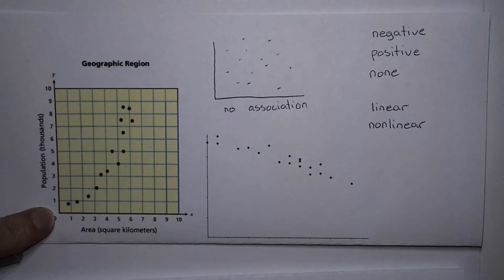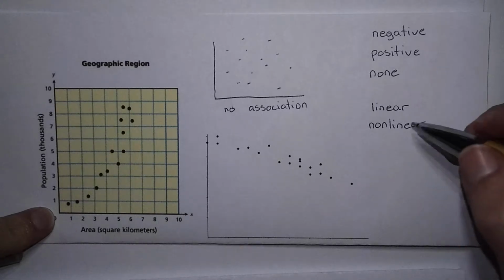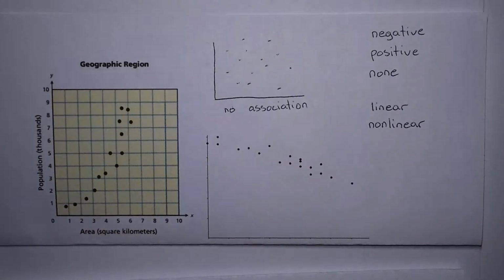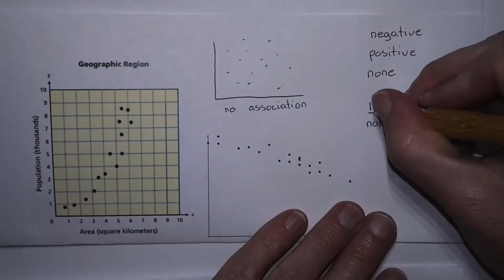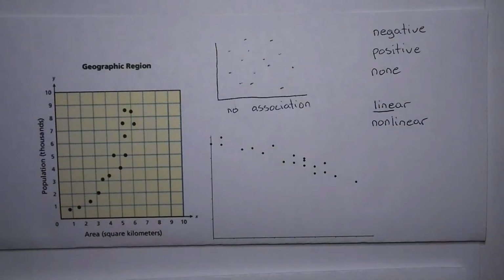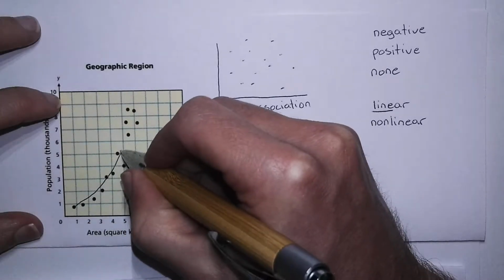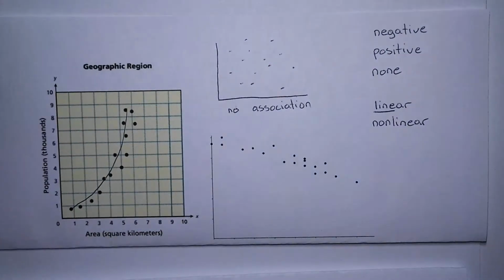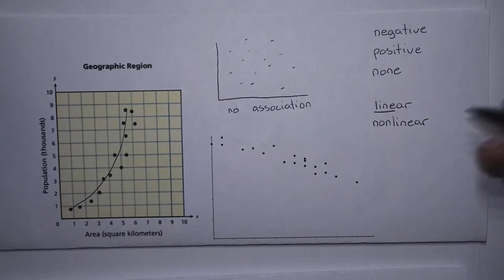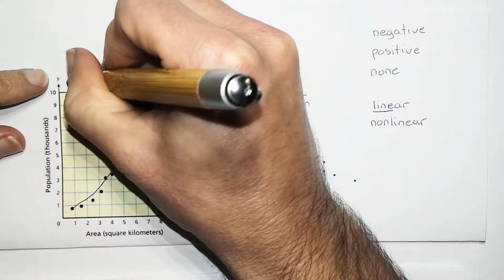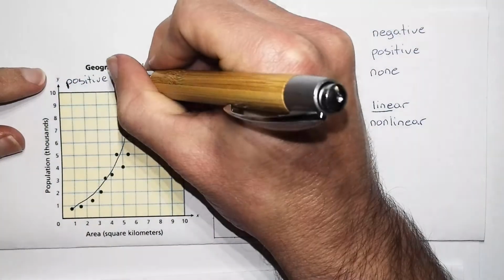Now, if it does have a positive association, we can now determine if it has a linear or nonlinear association. Linear is just kind of how it sounds. It is basically a straight line. In this case, it doesn't have to be a perfect straight line, but it does kind of have to be going in that direction. As you can see here, if I follow the line, it is curved. If I put a line through the middle of all these dots, it is a curved line, which means it is nonlinear. So this one is both positive and nonlinear.